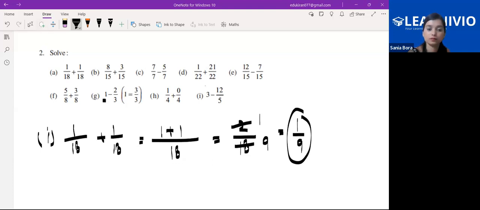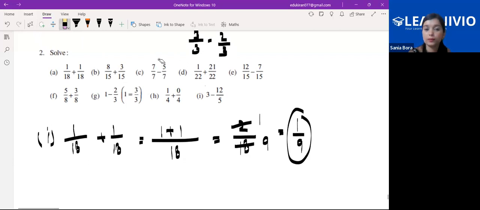Ma'am, in this, I don't get what to do. Which one? In this? In the one you just showed, yes. This one is written, right? So instead of 1, you can write 3 by 3. Okay. So if you write 3 by 3, it will be like this. 3 by 3 minus 2 by 3. Okay. Right? So that's why they are given to you.